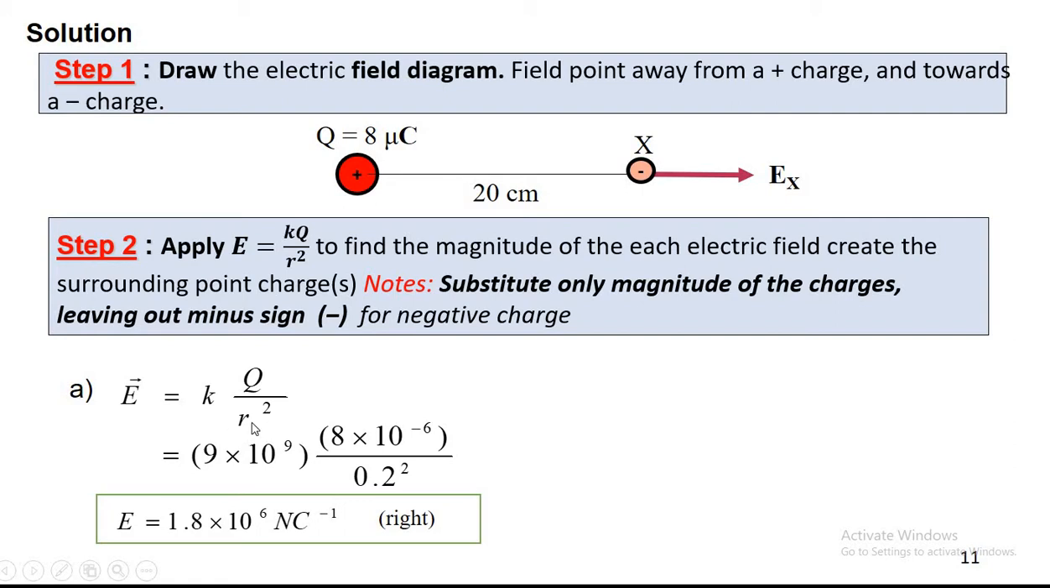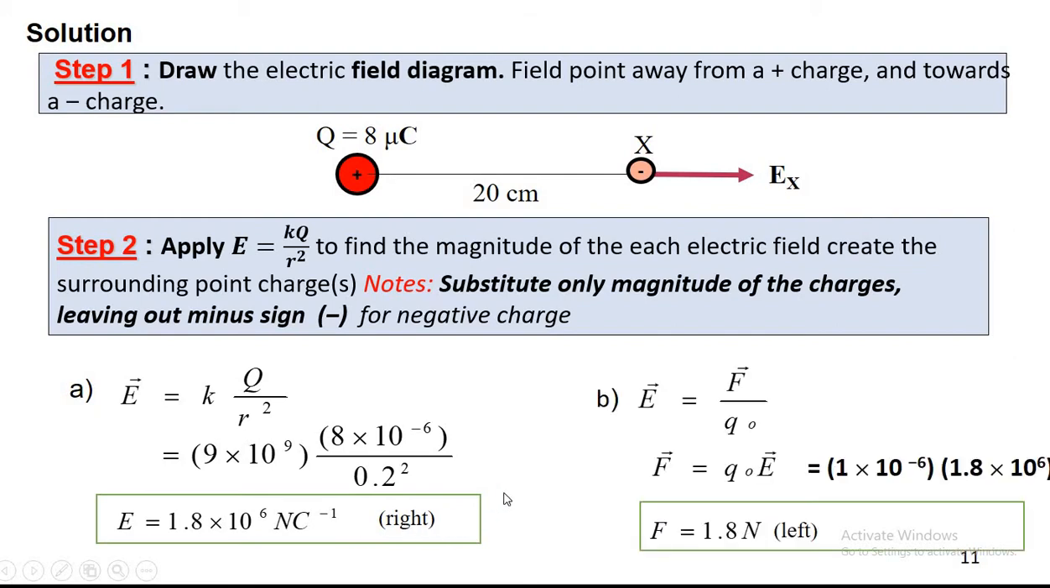E equal to KQ divided by R squared. Substitute your K, 9 times 10 to the power of 9, multiplied by 8 times 10 to the power of negative 6. You divide by 0.2 squared. You get E equal to 1.8 times 10 to the power of 6 Newton coulomb negative 1. The direction is to the right.